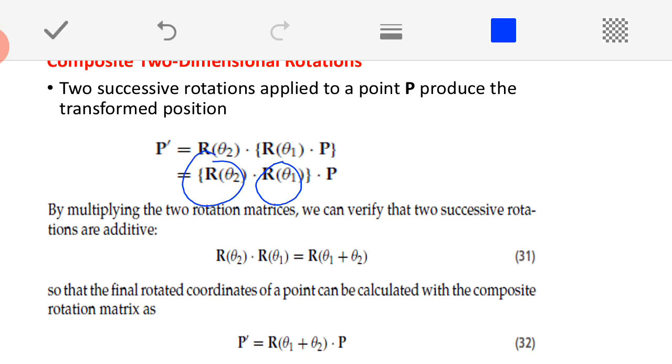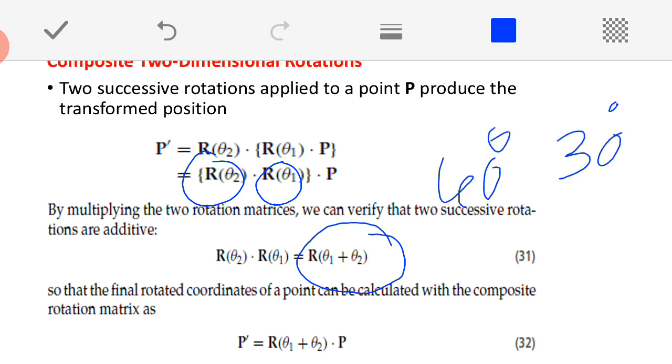When I multiply these two, I came to know that this is also additive in nature, R of theta 1 plus theta 2. For example, if you want to rotate by 30 degrees first, then by 40 degrees next. Rather than doing it separately, 30 first, then 40, by using this particular concept I can say that two successive rotations are additive in nature. So, 40 plus 30, total how many degrees am I going to rotate?